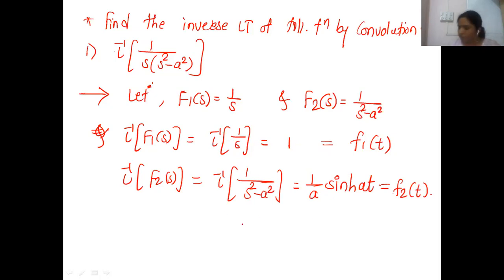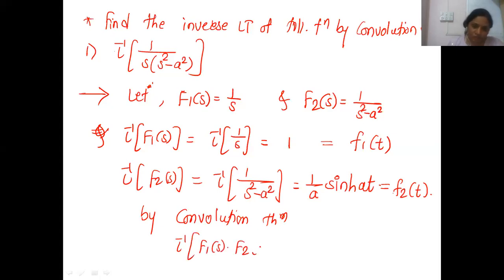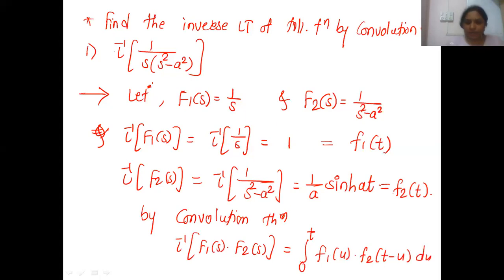Okay, we will complete this. Now we have f1(t), f2(t), and then by the convolution theorem, we have Laplace inverse of f1(s) into f2(s). See the statement: integration from 0 to t of f1(u) into f2(t minus u) du. Right? In f1, wherever t is there, put u. Here t is not present, so f1(u) is 1 itself. So it is an integration.